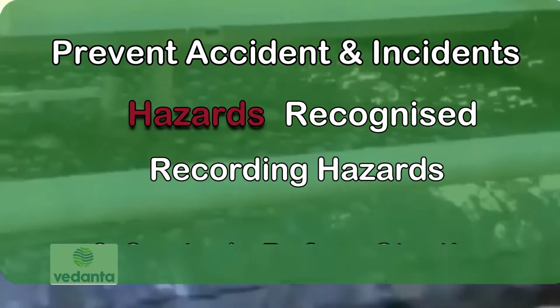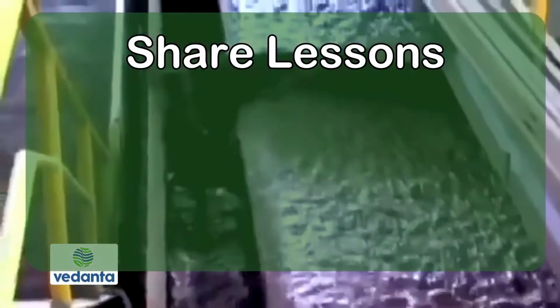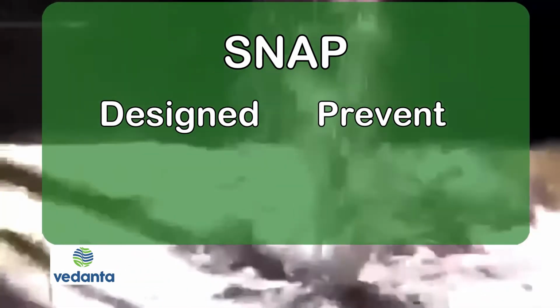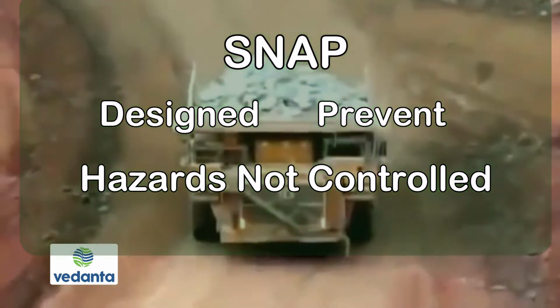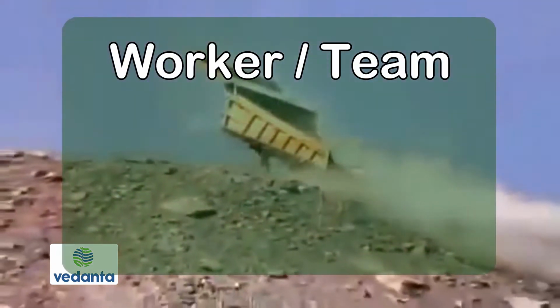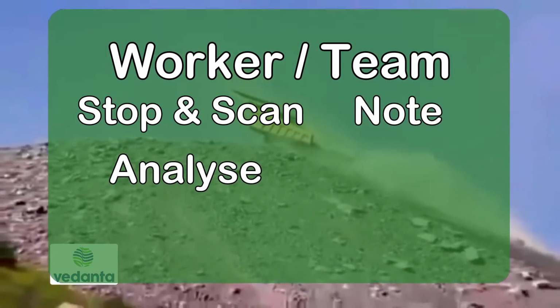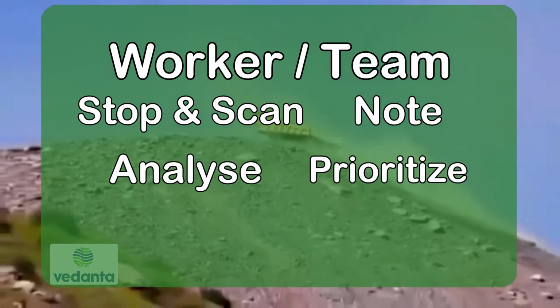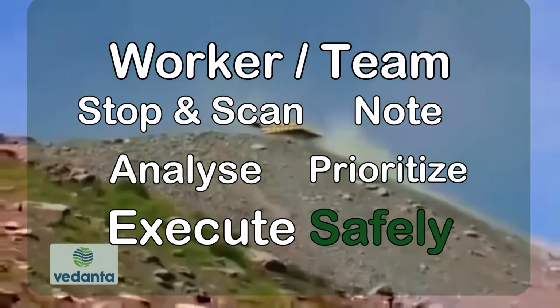Recording the hazards and controls before starting a job will allow us to learn from one another and share the lessons across Venanta. SNAP is a process that was designed to prevent workers from starting a task when the hazards are not properly controlled. The process is structured in such a fashion that the worker or team are prompted to stop and scan the area, take note of any hazards, analyze what needs to be done, and prioritize instituting controls prior to executing the task safely.